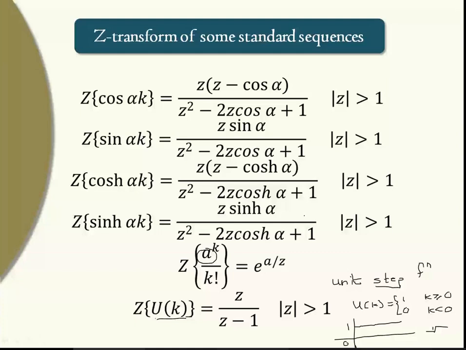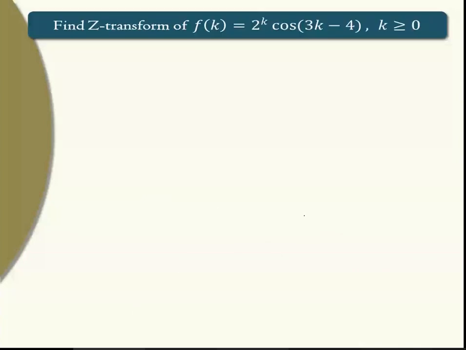Consider the first problem. Find z transform of f of k is equal to 2 raised to k cos of 3k minus 4 for k greater or equal 0. Okay, now you can see that we are having cos term, cos of 3k minus 4. Okay, and this term is multiplied by 2 raised to k.